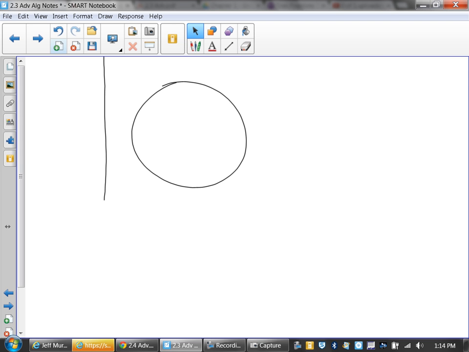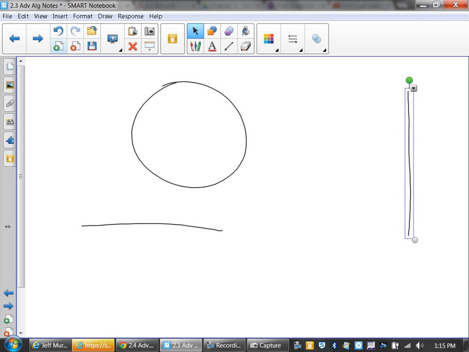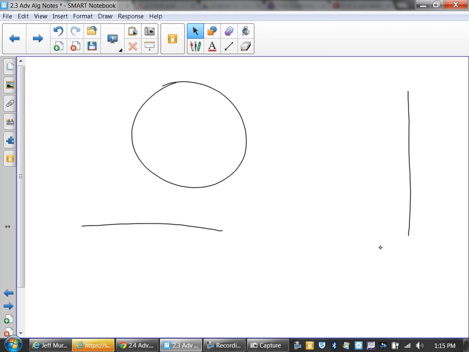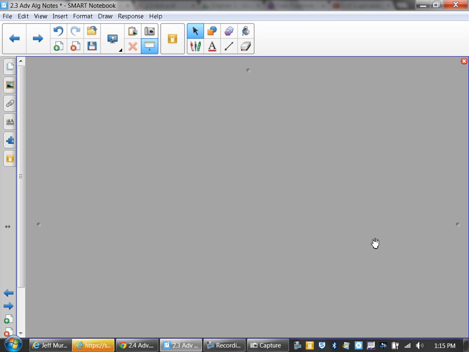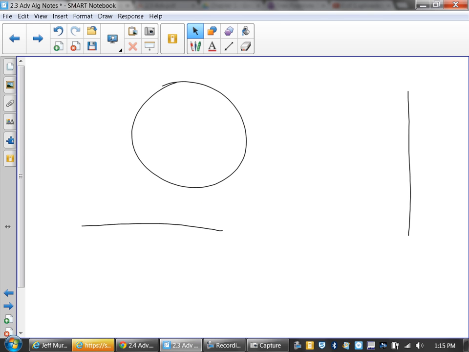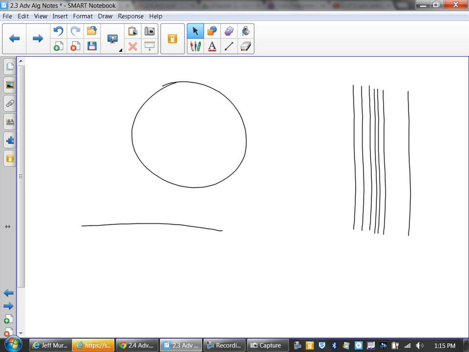Yes, sir? So a horizontal line is a function? Yes. But an undefined line isn't? Correct. A horizontal line passes the vertical line test. A vertical line will not pass it because it touches it and it becomes an infinite touch. So no matter how many vertical lines you have, they're never going to be.